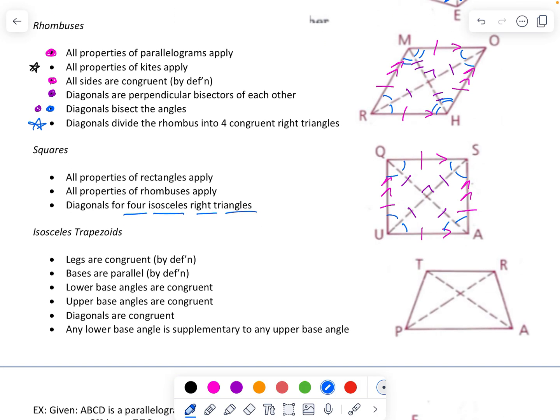Finally, we have the isosceles trapezoid. By definition, we said these legs were congruent. By definition, these bases are parallel. Now, just like the isosceles triangle, these base angles are congruent. And because we have the parallel bases, same side interior makes these upper base angles congruent as well, since they have to be supplementary with the lower base angles. Diagonals are congruent. So I'm going to just draw those in to show it.